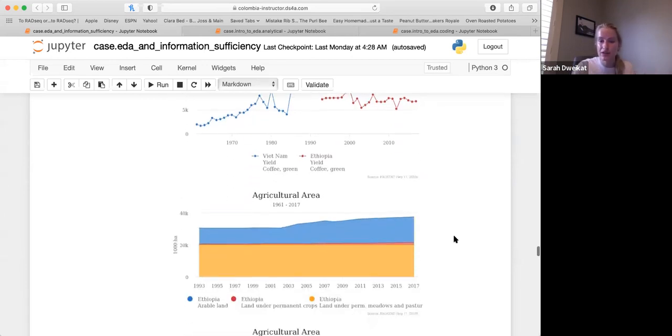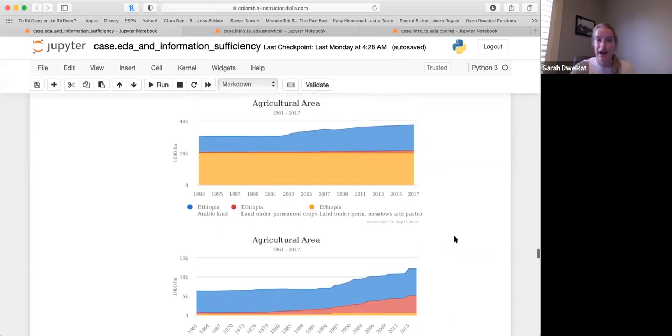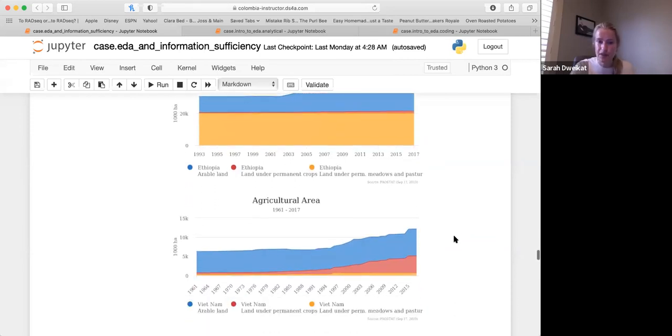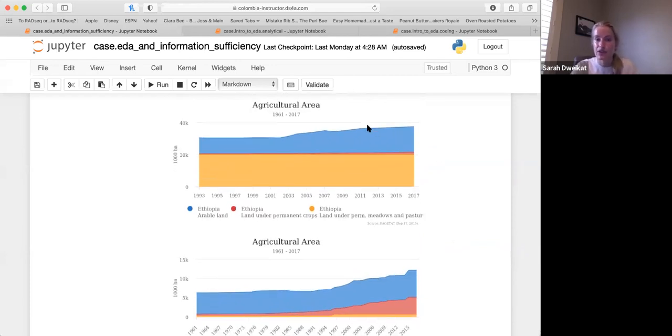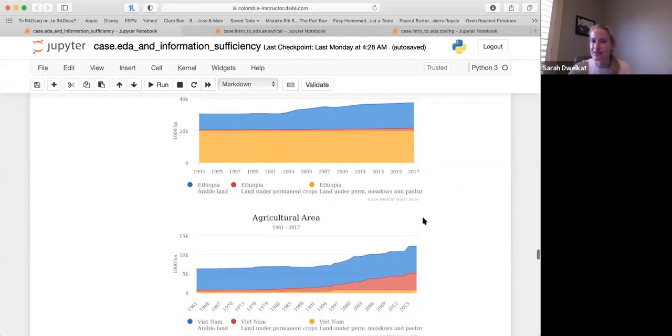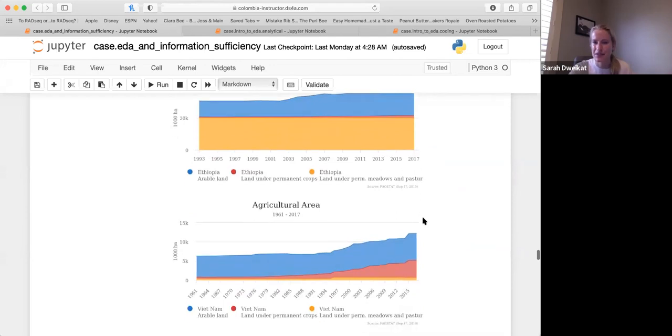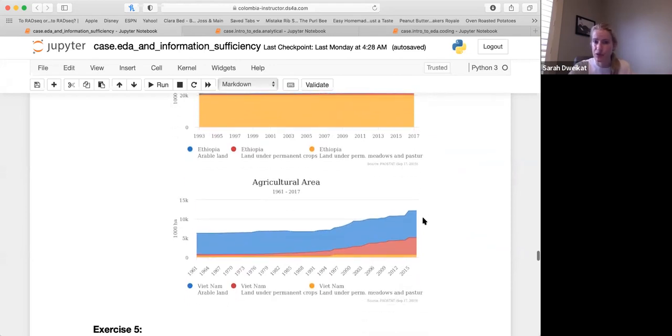We want to go into our next plots, which are on agricultural area. We are looking here at agricultural area for 1961 to 2017 for Ethiopia: their arable land, which is the land they have available for crop production, the land they have under permanent crops, and the land under permanent meadows and pastures, which would suggest it's not necessarily available for us to grow on.